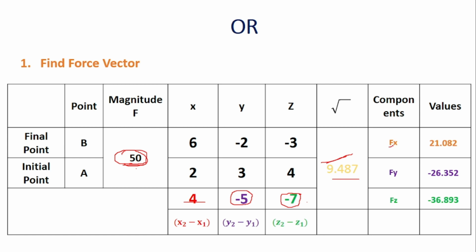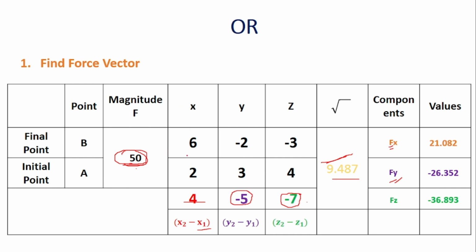You can write the formulas here for the respective terms, like Fx is equal to F into (x2 minus x1) divided by the square root of (x2 minus x1) square plus (y2 minus y1) square plus (z2 minus z1) square. So this table will simplify everything for you and it will help avoid the mistakes that you make in the calculation.